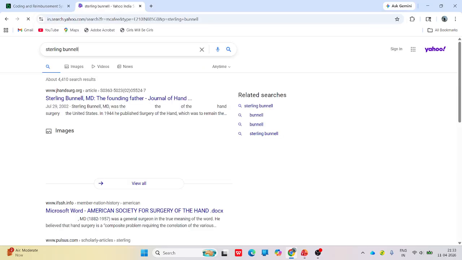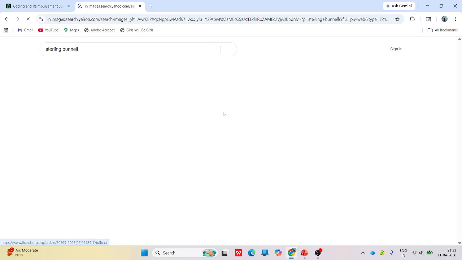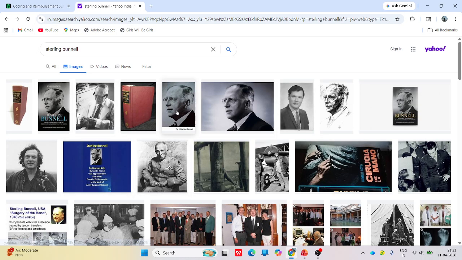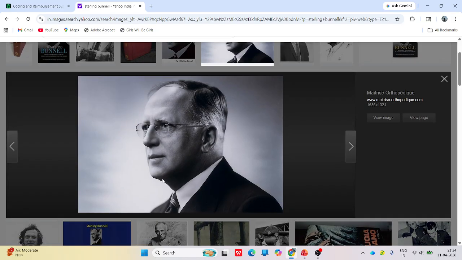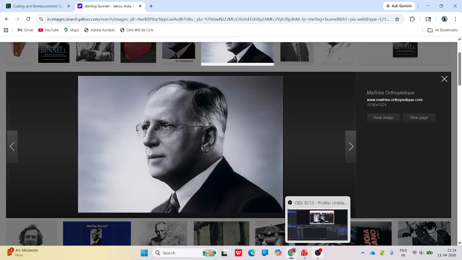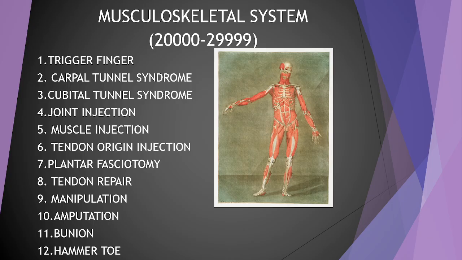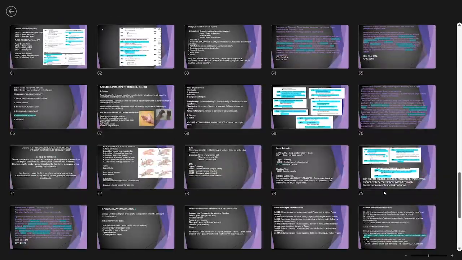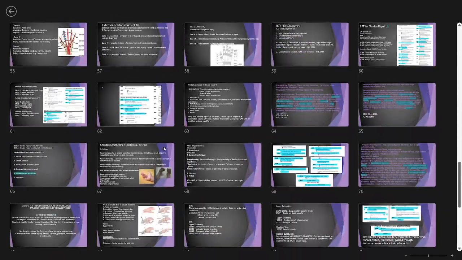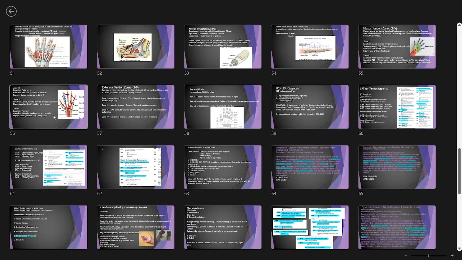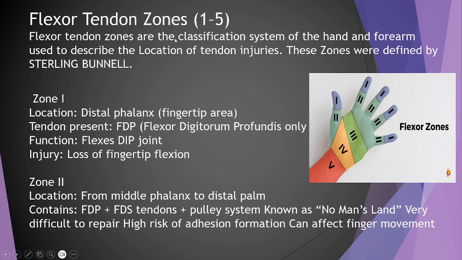Sterling Bunnell. So this person, Sterling Bunnell, is the one who gave the complex structure. So what did that person do? Why did he give the zones? What is the reason behind giving those zones?